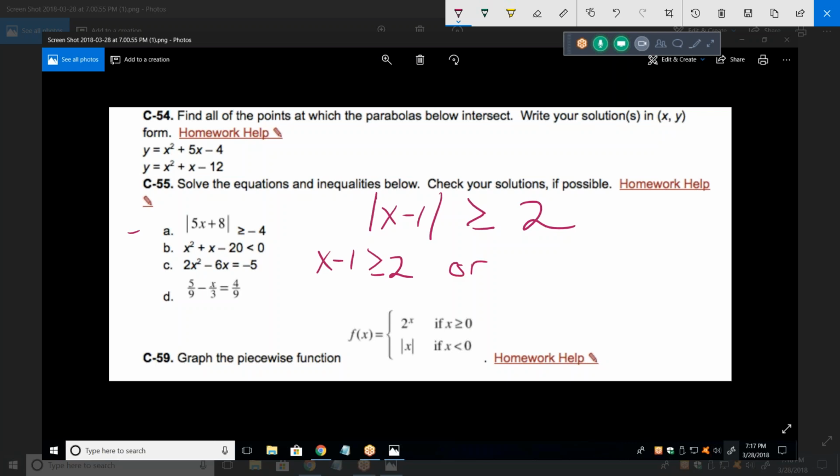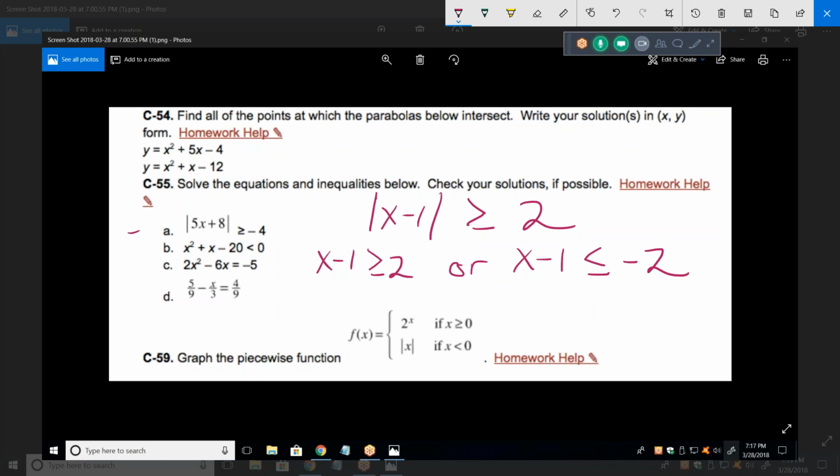Or, never change what's inside the absolute value sign. But on the second part, you have to reverse the sign and the sign. Okay? You with me?